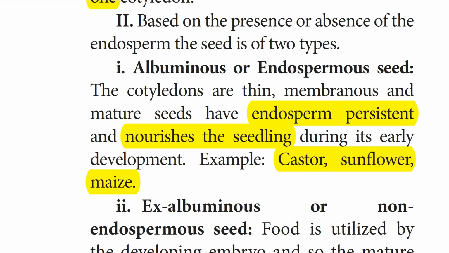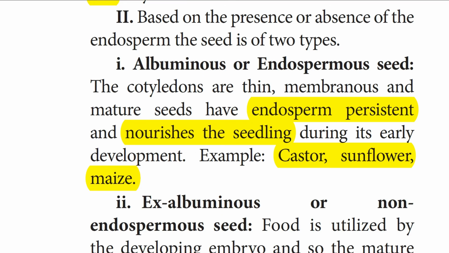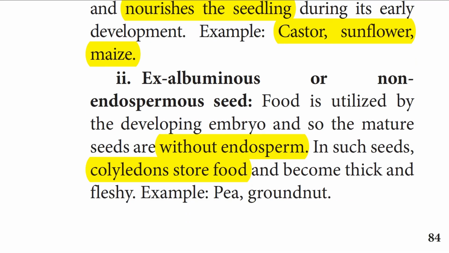Example for this is castor, sunflower and maize. In these plants, the cotyledons will be very thin and membranous. Whereas in the ex-albuminous or non-endospermous seeds, the food is utilized by the developing embryo. At its mature stage, they will be without endosperm. Here, the seeds cotyledons will store the food, and these cotyledons will become thick and fleshy. Example, pea seeds and the groundnut seeds.